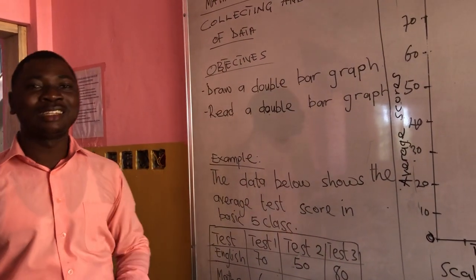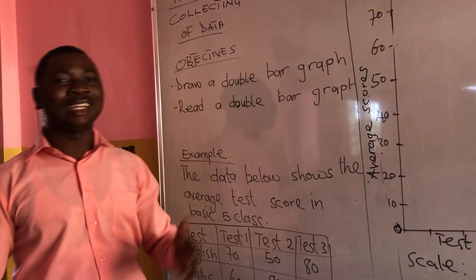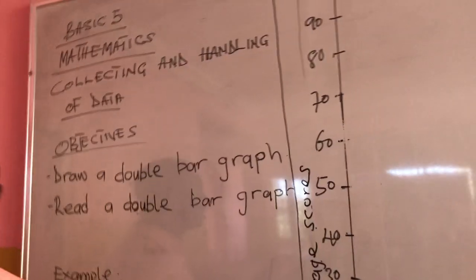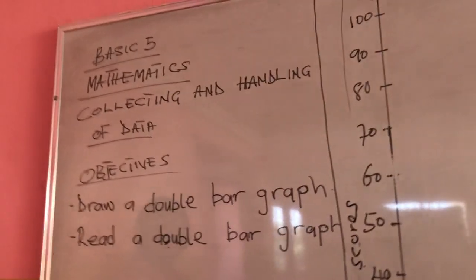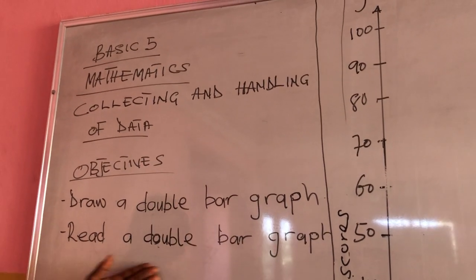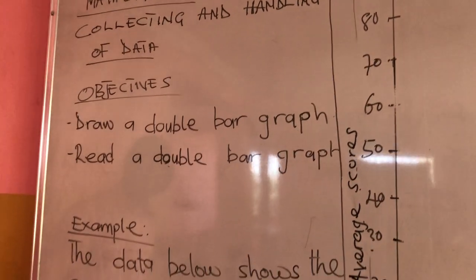We are going to learn mathematics for basic 5, and collecting and handling data as our main topic. After the lesson, what we want to achieve is to draw a double bar graph and also read a double bar graph. So we are going to learn two things at a go.